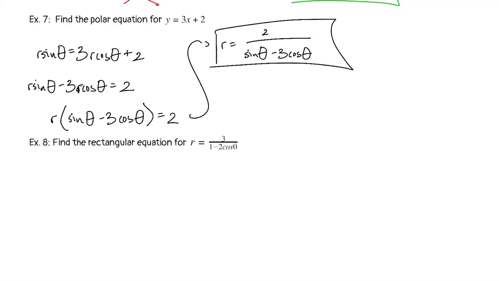All right, so what are some ideas that folks have out there? The first step would be multiplying r times 1 minus 2 cos theta. Okay, so r times 1 minus 2 cosine theta equals 3. Okay, I like that. I think sometimes getting rid of fractions makes our brains a little happier.